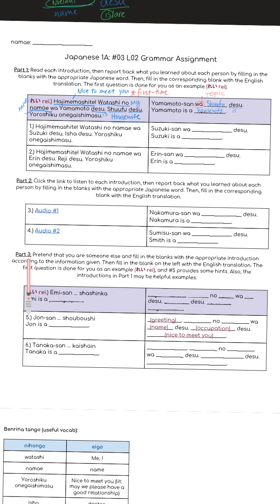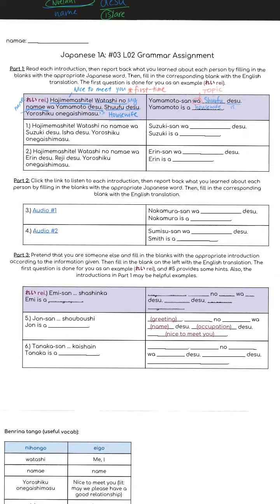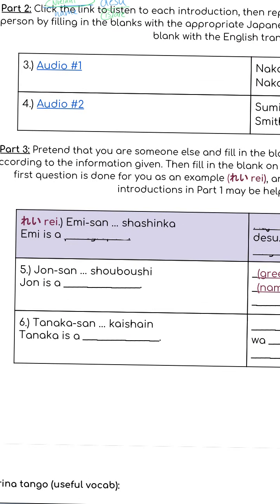Okay, part 3. 最後. The last part. Let's read it together. Pretend that you are someone else and fill in the blanks with the appropriate introduction according to the information given. Then, fill in the blank on the left with the English translation. The first question is done for you as an example, ree. And number 5 provides some hints. Also, the introductions in part 1 may be helpful examples. All right, there's a lot there. So let's check out the ree. And yeah, let's go for it.